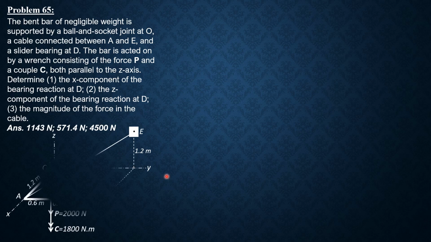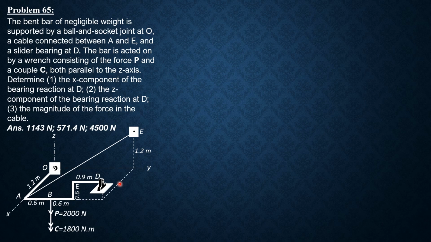So here we go. This is the figure. So there's no y component of reaction at D because this is a slider bearing. So this rod will just slide along the y-axis. So the couple is directed downward. So in vector form, it is negative 1,800 Newton meter K.